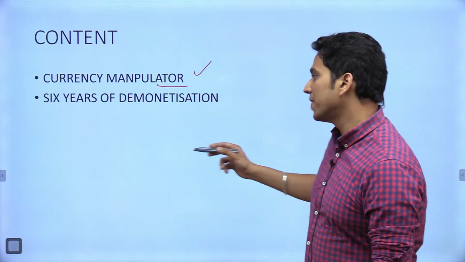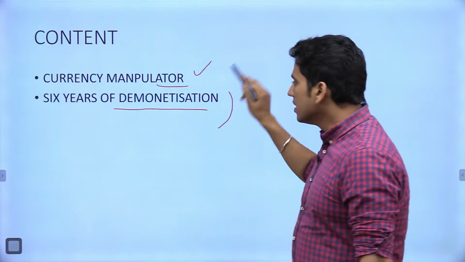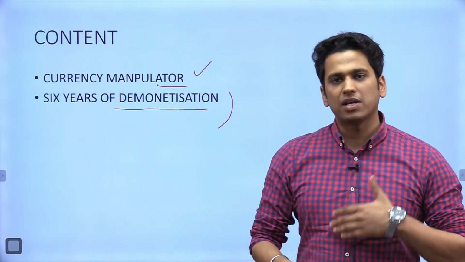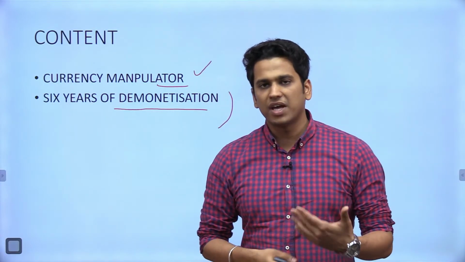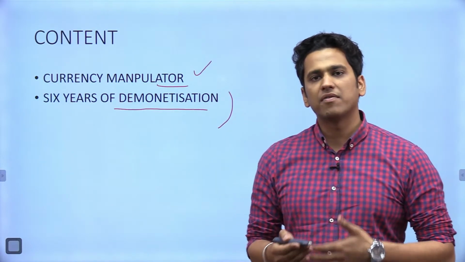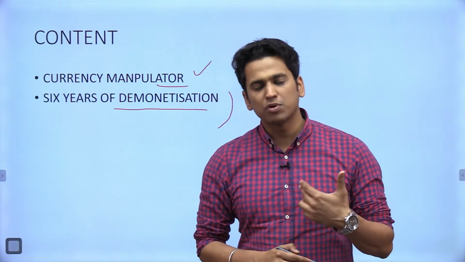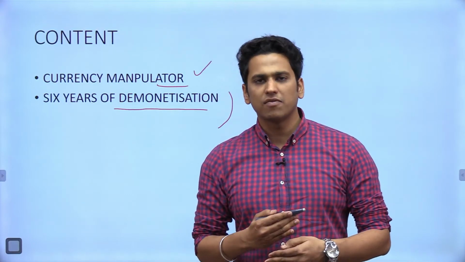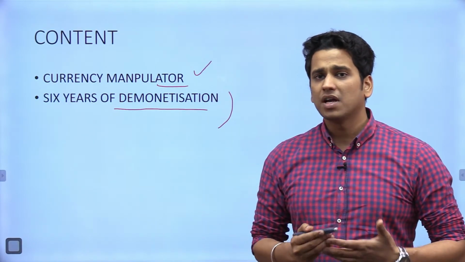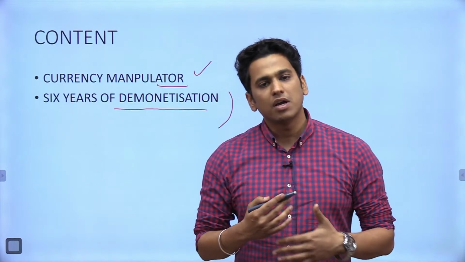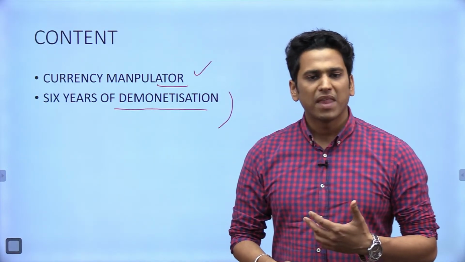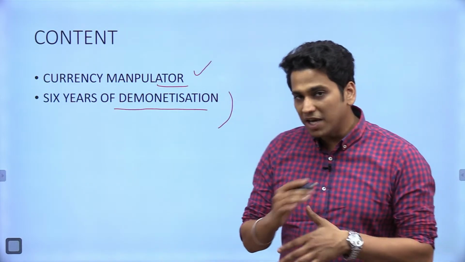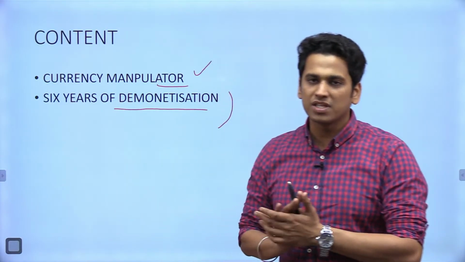And the second topic for today would be 6 years of demonetization. Most of you know that it was on the 8th November 2016 when the notes of 500 and 1000 were declared no more legal tender. So what has happened? What were the objectives behind the introduction of demonetization? Has it been achieved? And what is the current scenario in relation to demonetization? So we would be covering these two topics in detail. Please remain with us so that you could have an insight into this topic.